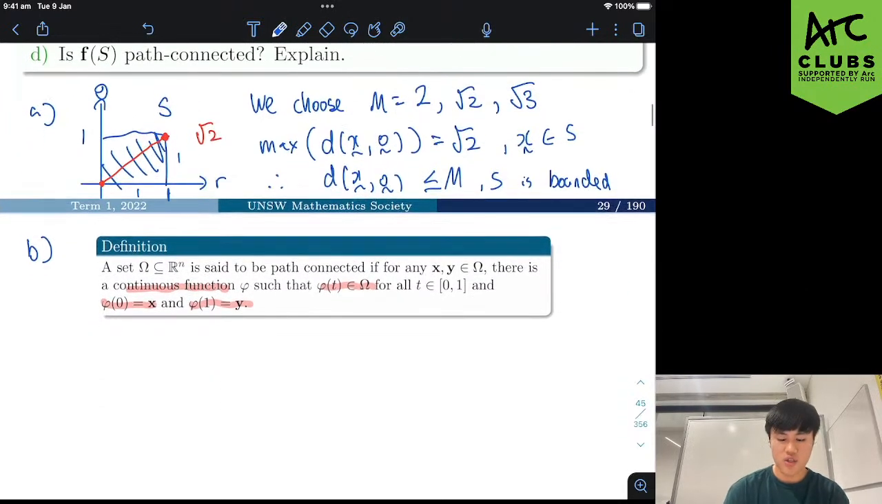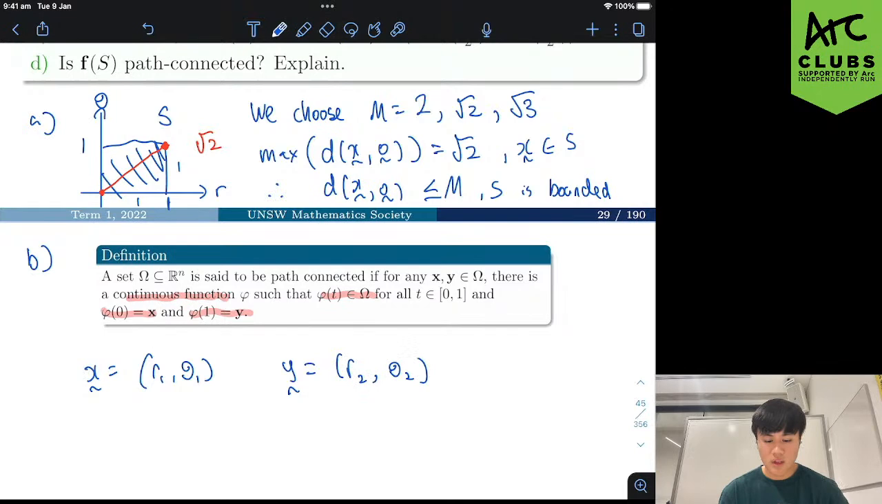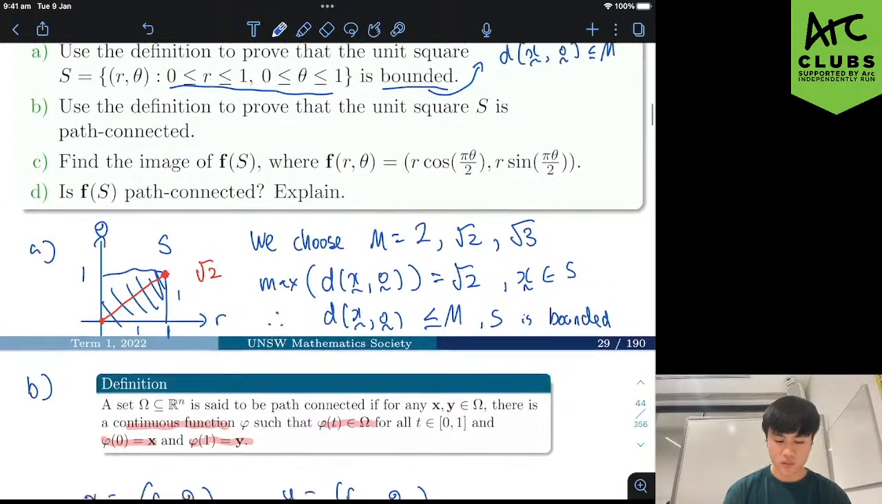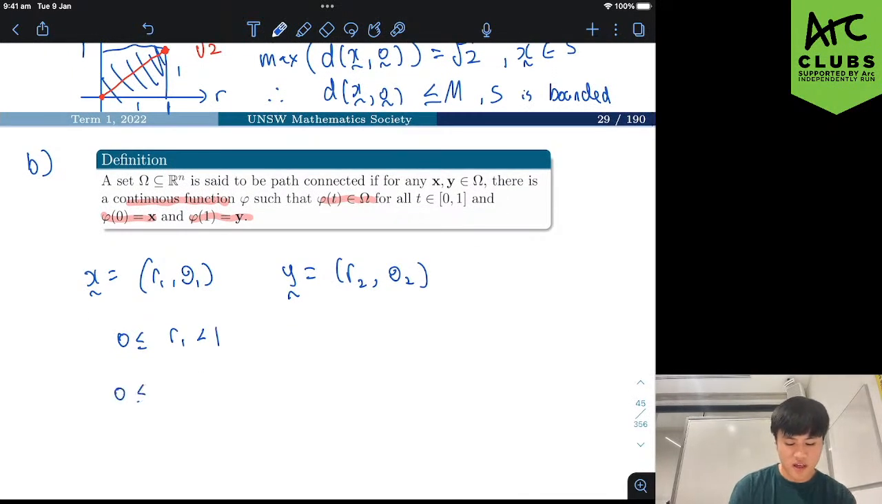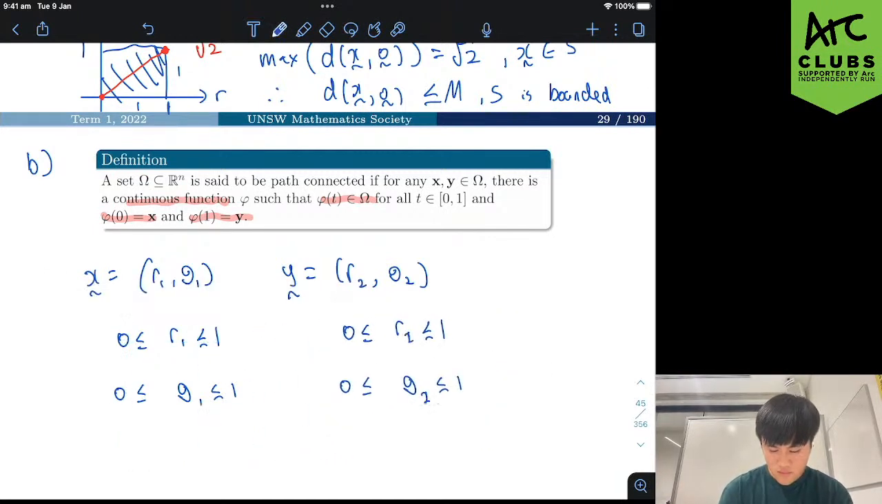So what we need to do is choose two arbitrary points, x, which equals r1, theta 1, and y, which is equal to r2, theta 2. Since these are part of our set S, what we know is that r1 is between 0 and 1, and so is theta 1. Same thing for the other side: r2 is between 0 and 1, and so is theta 2.